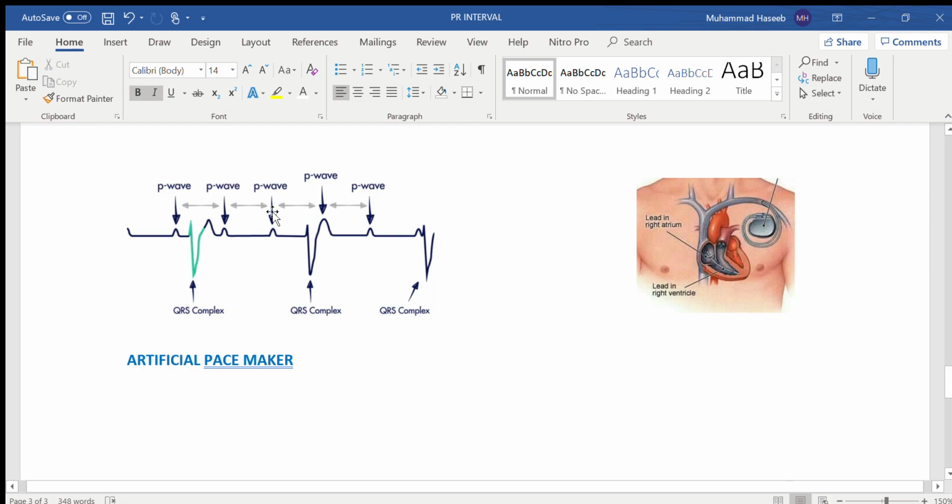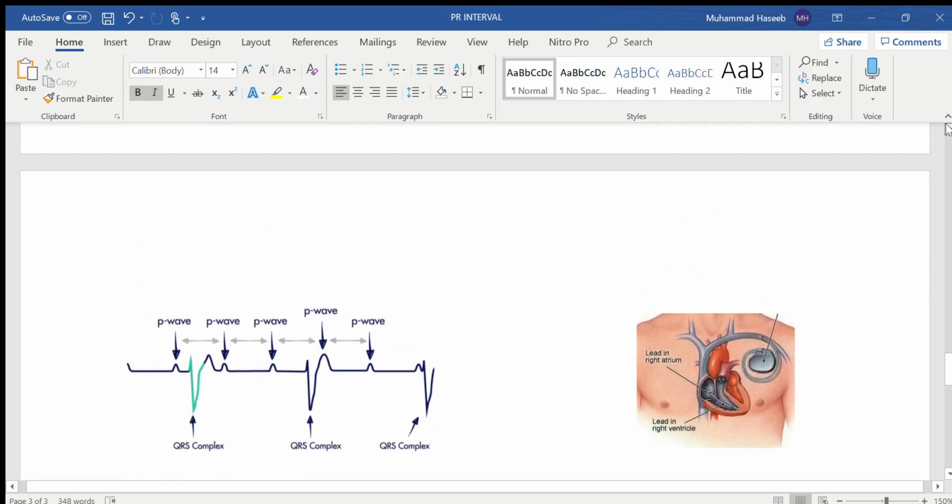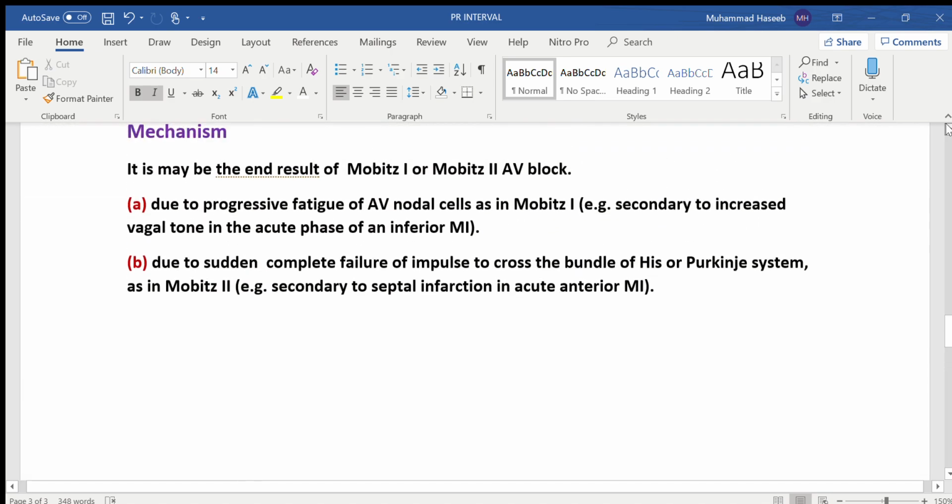So the PP interval remains the same because your atria are beating at regular intervals. Your RR intervals are the same because the ventricular pacemaker is generating impulses in a regular way with its own speed. That speed is far slower, 20 to 40. It may be 20 to 40 or it may be more than this. So this was all about the third degree heart block, or the ventricular escape, or Stokes-Adams syndrome.